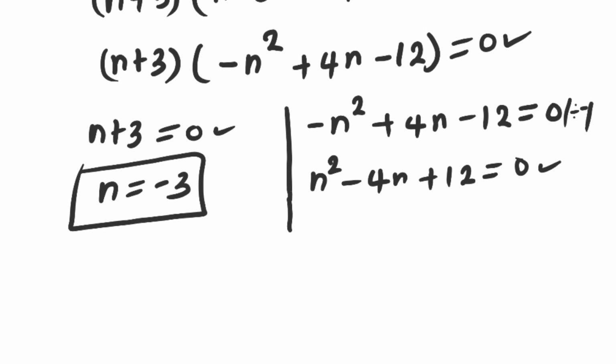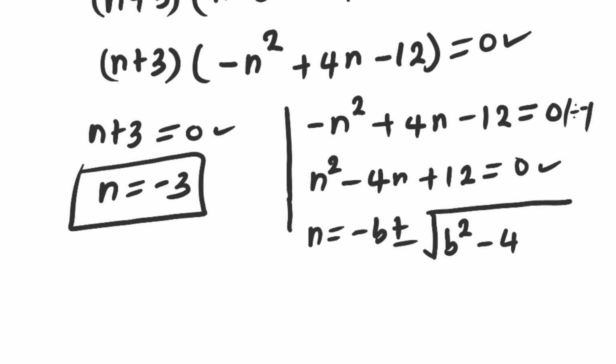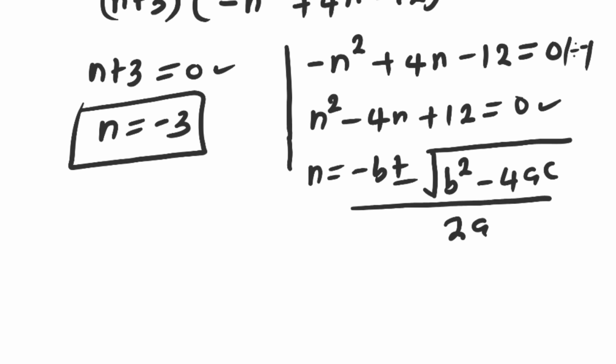And a quadratic general formula in this form is given as n is equal to minus b plus or minus square root of b squared minus 4ac over 2a. Then from this equation, a is equal to 1, b equal to minus 4, c is equal to 12.